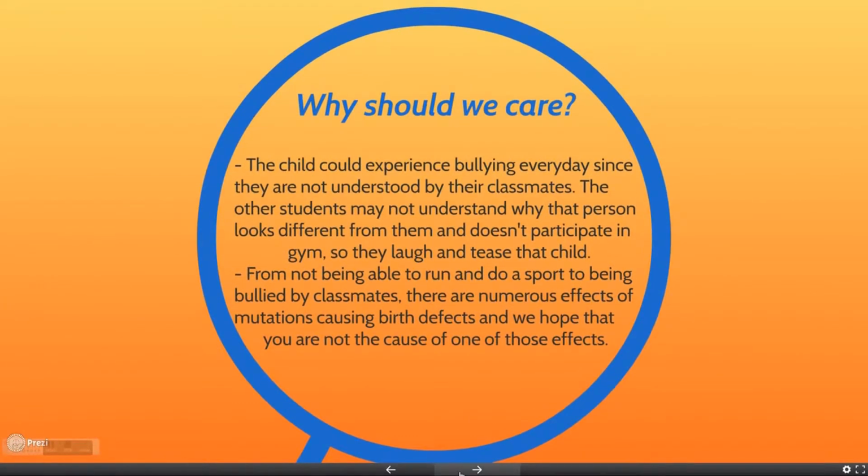A birth defect could be the cause for a child to be bullied by their classmates, since their classmates do not understand why that child looks different from them and doesn't participate in gym, so they tease that child. There are numerous negative effects of mutations causing birth defects, and we hope that you are not the cause of one of them.